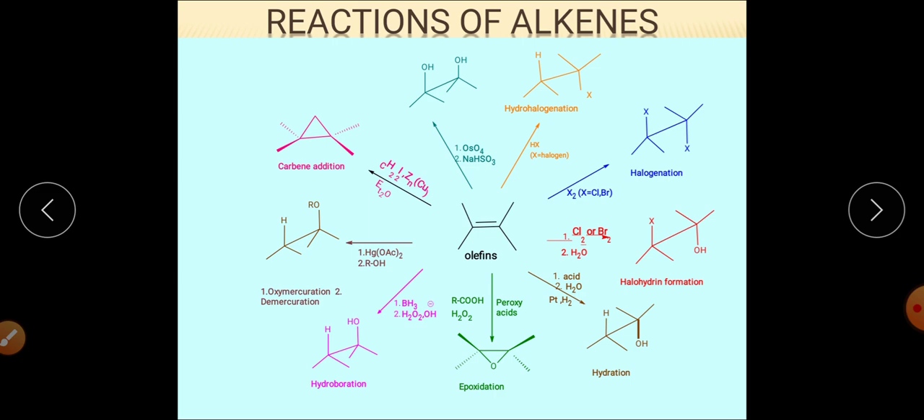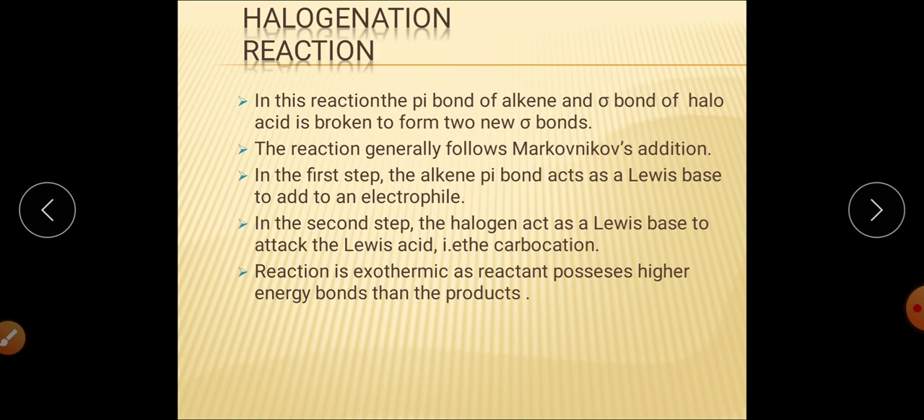Oxymercuration-demercuration reaction can also happen. Hydroboration-deboration reaction can also happen. Ozonolysis reaction can also happen. So these are the different kinds of reactions. Peroxidation reaction is also there, in which an epoxide is synthesized. So different kinds of electrophilic addition reactions can also happen on a carbon-carbon double bond.